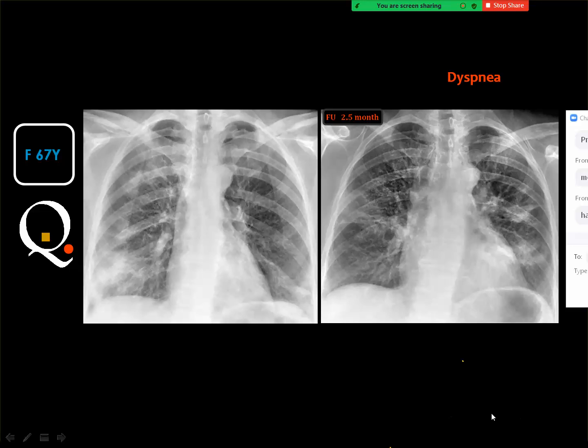Okay, this patient, female, 67 years old, and this is the chest X-ray, and this is the follow-up 2.5 months later.